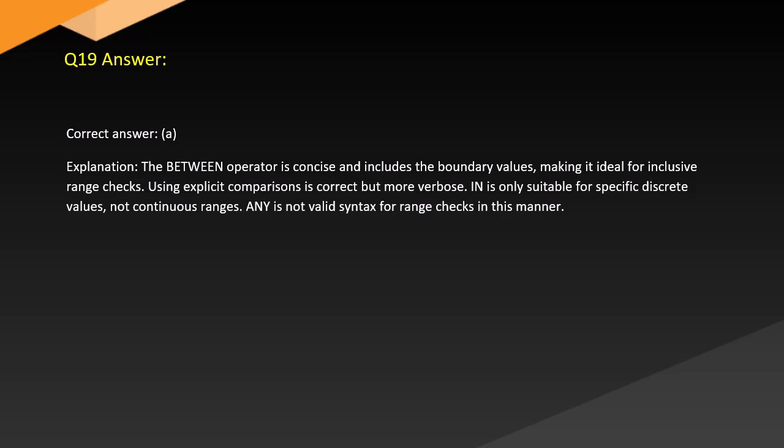The between operator is concise and includes the boundary values, making it ideal for inclusive range checks. Using explicit comparisons is correct, but more verbose. In is only suitable for specific discrete values, not continuous ranges. Any is not valid syntax for range checks in this manner.